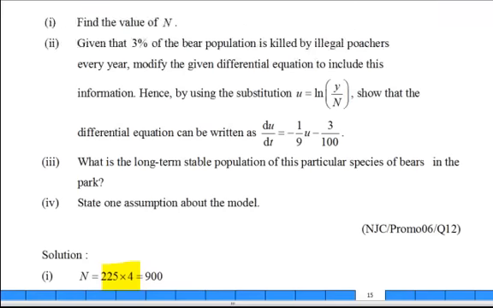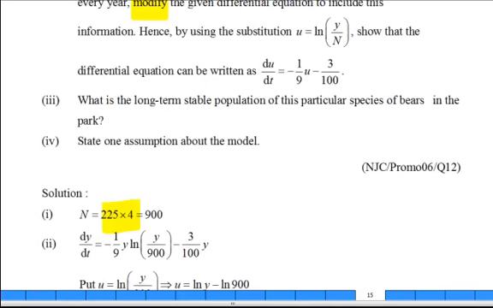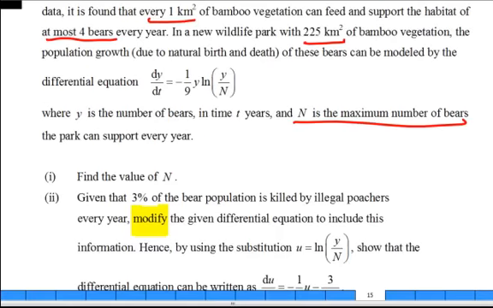For part 2, you are given that 3% of the bear population is killed every year. You are to modify the given differential equation to include this information. The modification will then be just to take away 3% of y, where y is the number of bears in time t years.